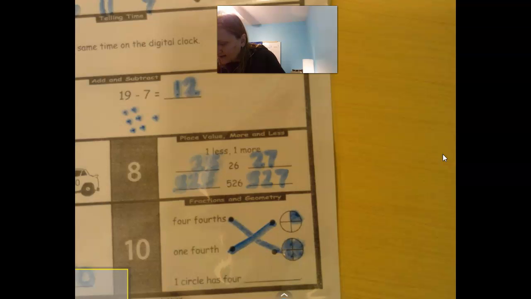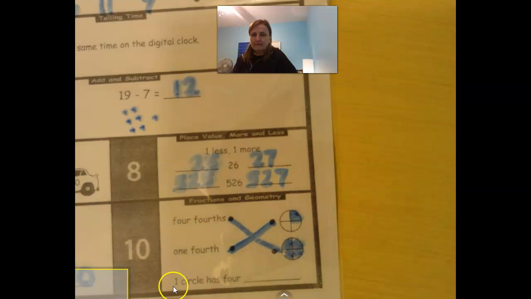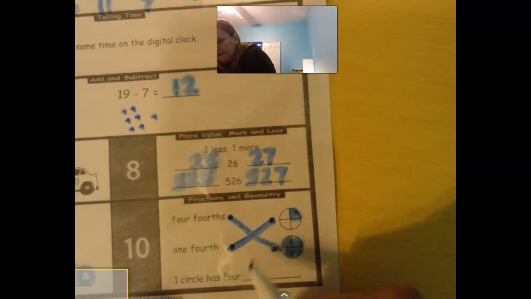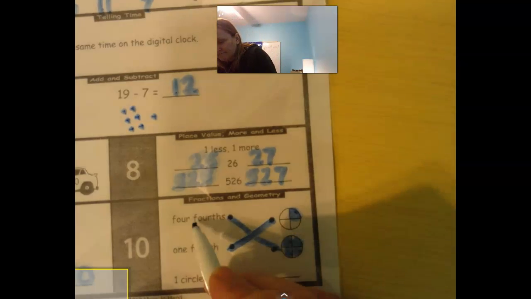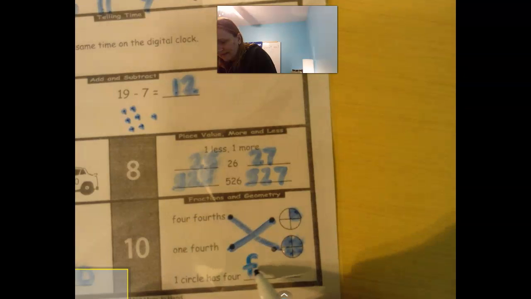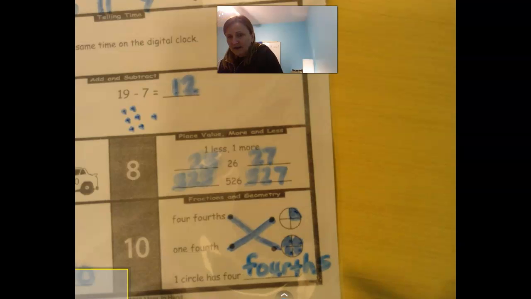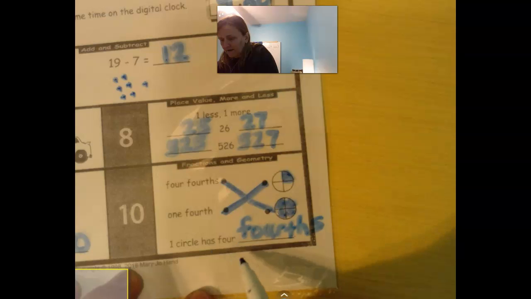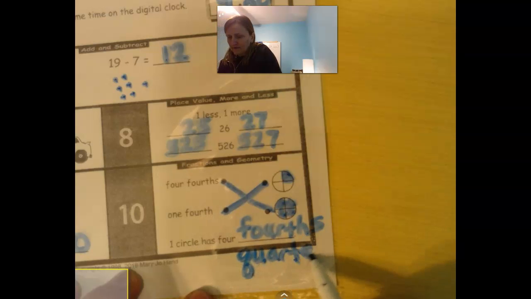And this is something that one circle has 4. I hope this is still recording. One circle has 4, and I think they want you to write 4ths. So that would be a true answer. And we didn't learn this yet, but you could even say one circle has 4 quarters. Either one would be okay.